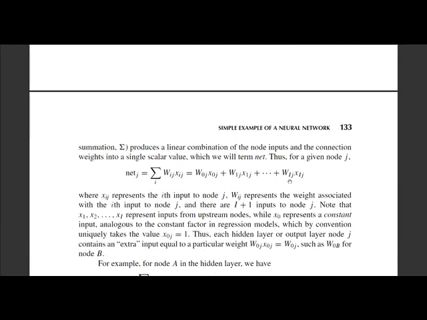Okay, so that's all this says. So let's read it. Thus, for a given node J, net sub J equals sigma Wij Xij. The notation is a little bit confusing, but not really. The J's remain the same because we're talking about a particular node, like net A. And then we want to sum over all the previous downstream nodes.